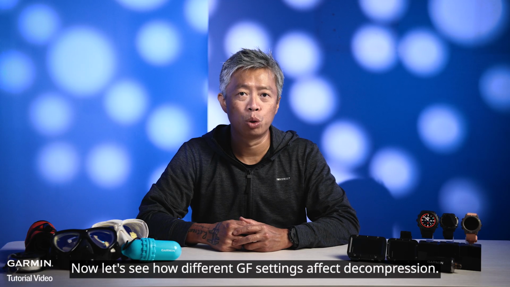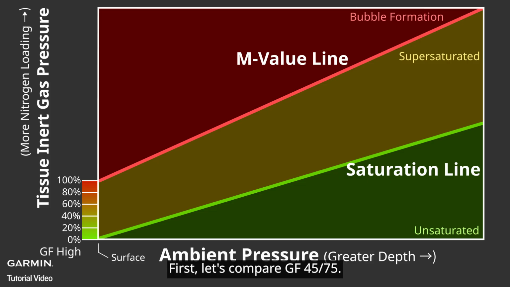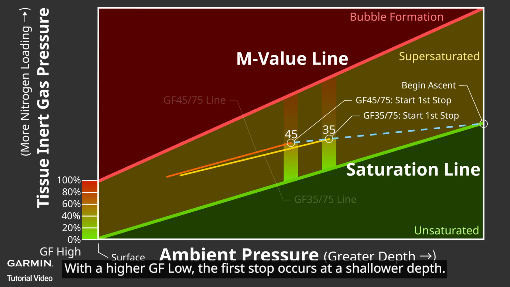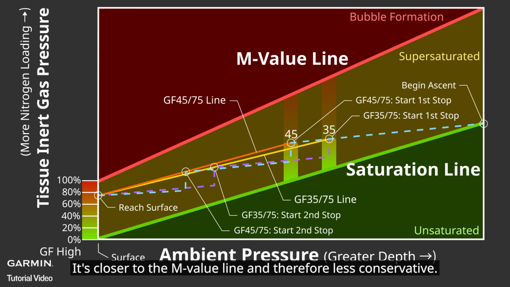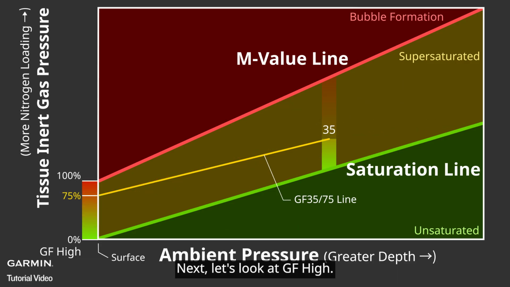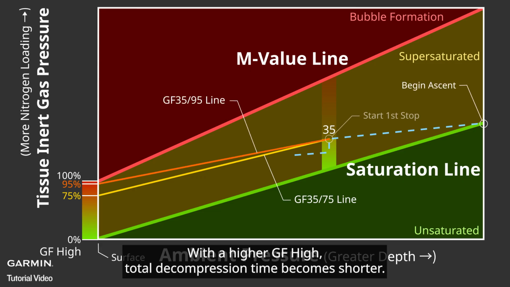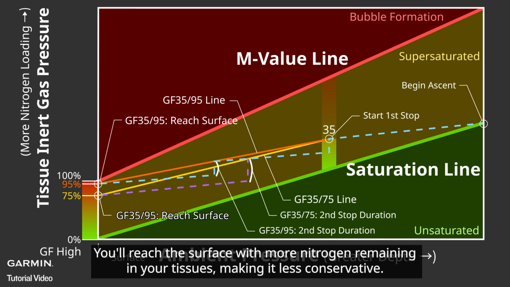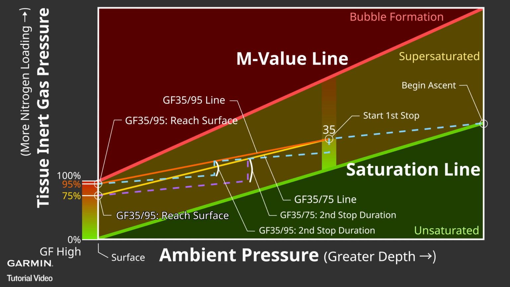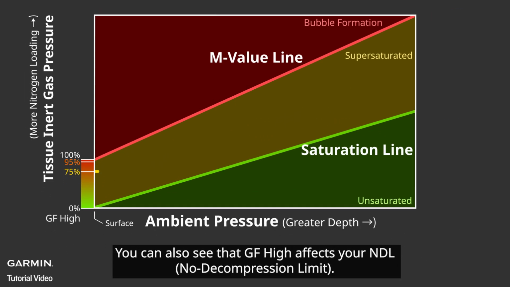Now let's see how different GF settings affect decompression. First, let's compare GF4575. With a higher GF low, the first stop occurs at a shallower depth. It's closer to the M value line and therefore less conservative. Next, let's look at GF high. We'll compare GF3595. With a higher GF high, total decompression time becomes shorter. You'll reach the surface with more nitrogen remaining in your tissues, making it less conservative. You can also see that GF high affects your NDL.